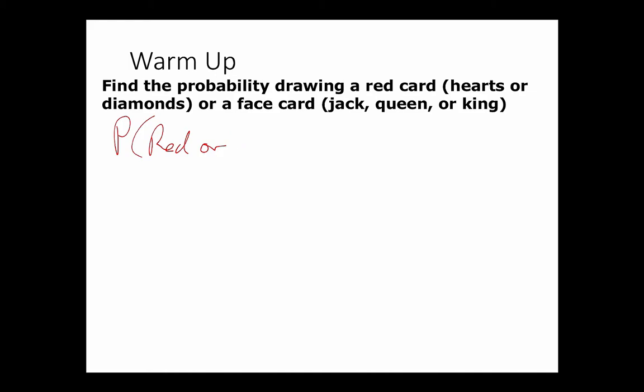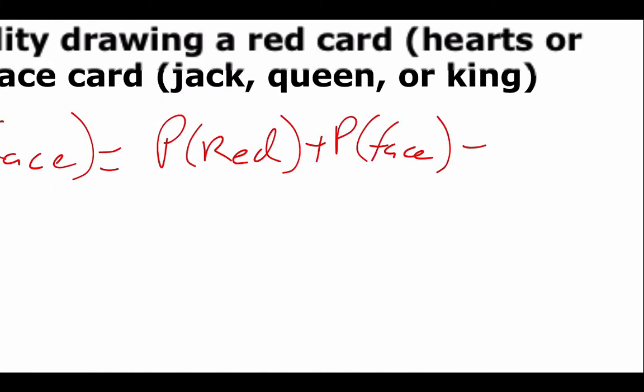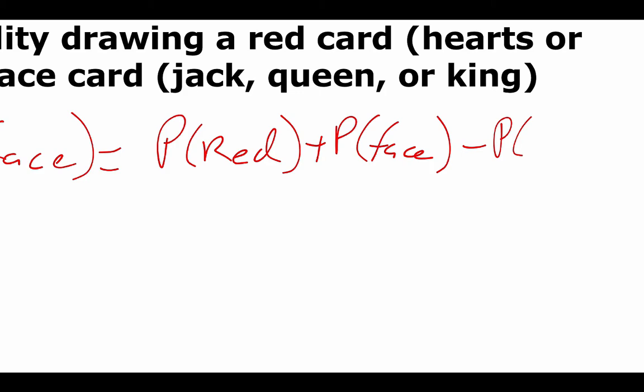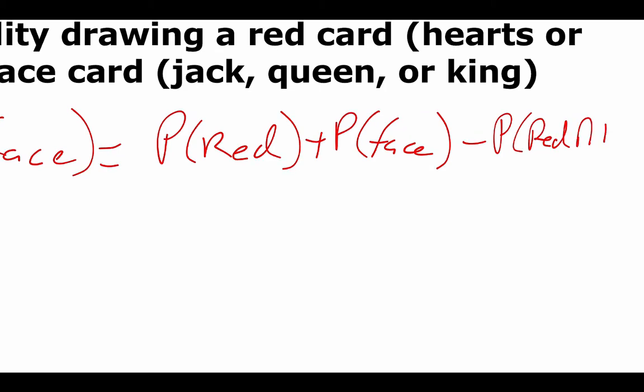Now, let me actually use proper notation there. Let's use the union symbol, a face card. So we're going to do the probability of a red card plus the probability of a face card minus the probability that we get a red card and a face card at the same time.